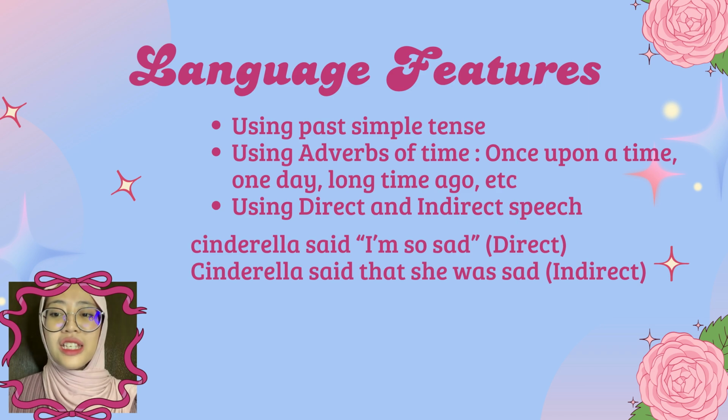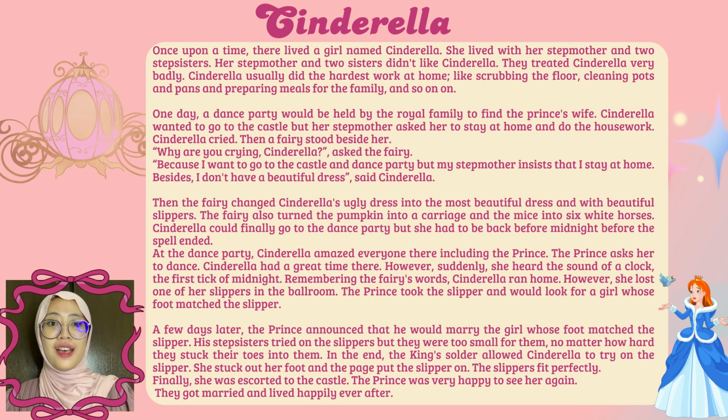Okay, and the second is using adverb of time like once upon a time, one day, long time ago, etc. And the third is using direct and indirect speech. For example, direct speech is Cinderella said, I'm so sad. Okay, and the example of indirect speech is Cinderella said that she was sad. Okay, now do you understand the narrative text?